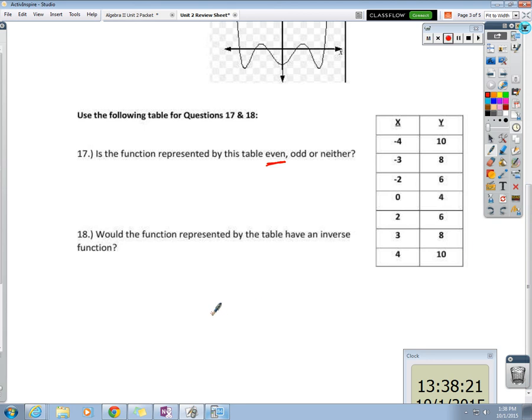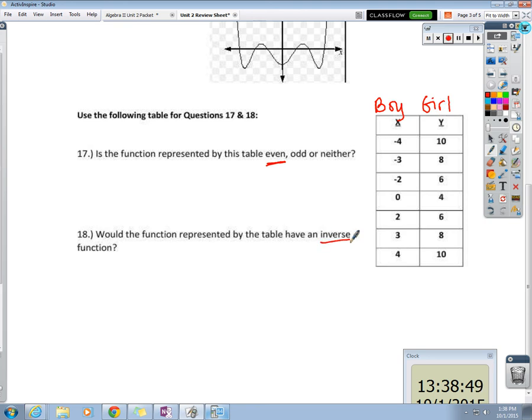Okay, number 18. Would the function represented by the table have an inverse function? So what they're asking here is, they give you a table. They want to know if you do the inverse of that table, would it be a function? Well, is the original table a function? Okay, look at this side is our boys, right? Did any boys go on more than one date? No. So there's no possibility of cheating if you didn't go on more than one date, okay?